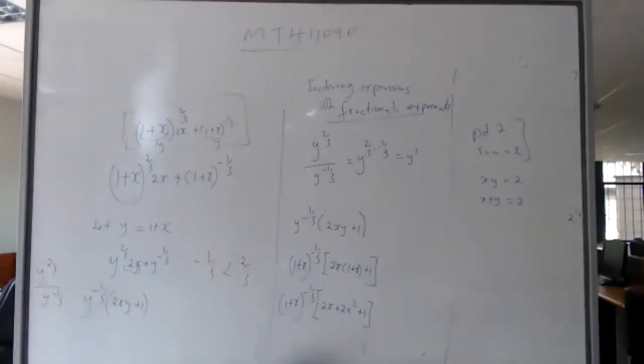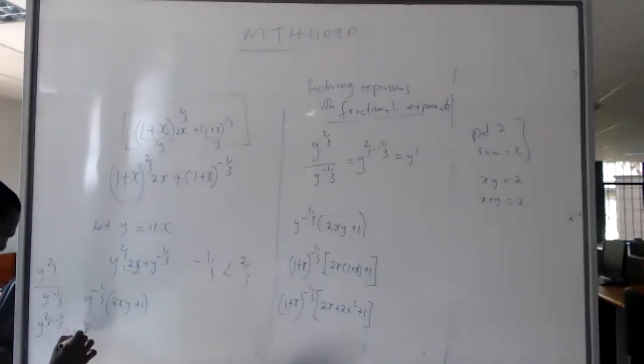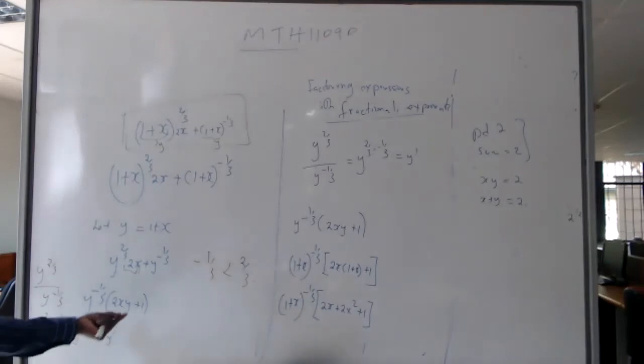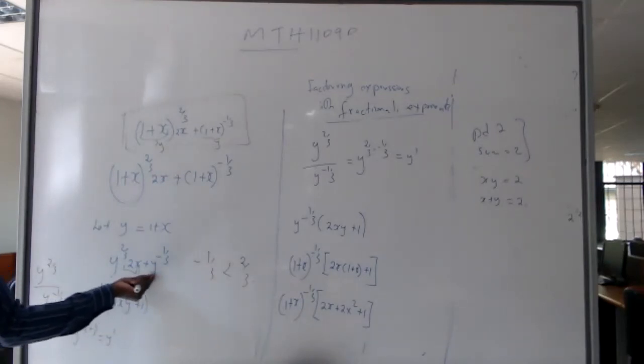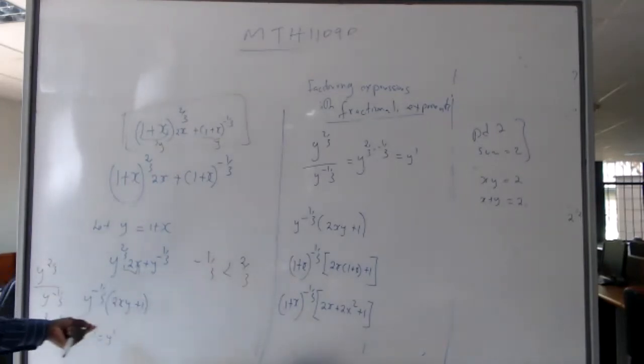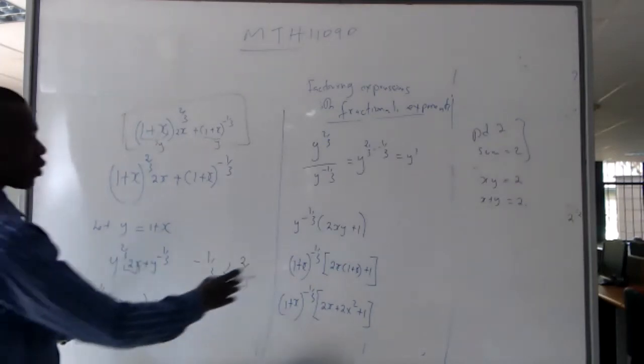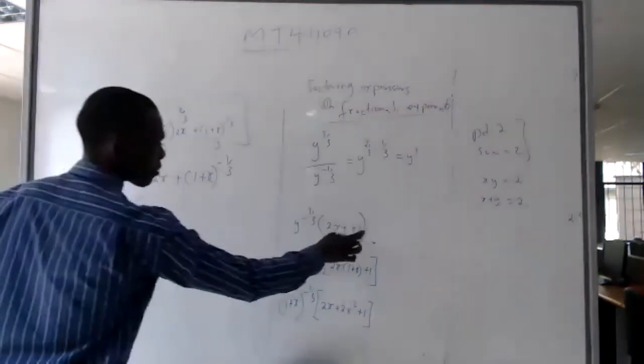And by the law of indices that I gave you, this means you subtract the exponent, so this should be y power 2/3 minus negative a third. 2/3 minus negative a third is the same as 2/3 plus a third, which is the same as 1, because you will have 3 divided by 3. So you get a y, and then you divide the whole term as 1. So we are having y power negative a third times 2xy plus 1.